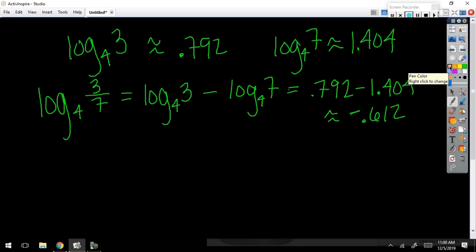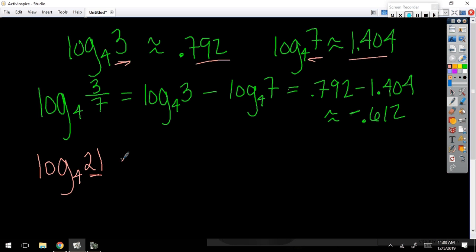What if I asked you log base 4 of 21? Multiply what? 3 times 7. I'm going to try to relate 3 and 7 back to this number by multiplying, dividing, or exponentiating, because that way I can expand it and I can use these values. So this time, instead of subtracting, I'm going to add, because 3 times 7 is 21, and plug in the values.